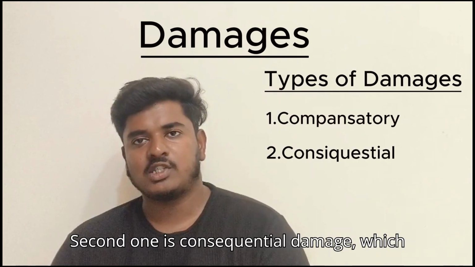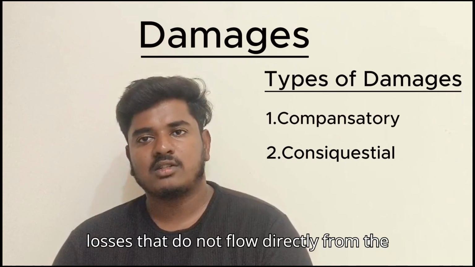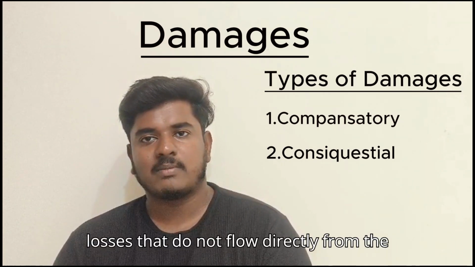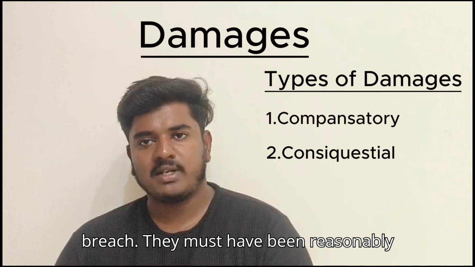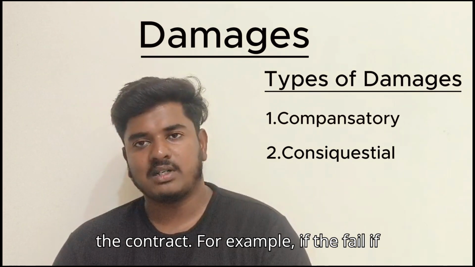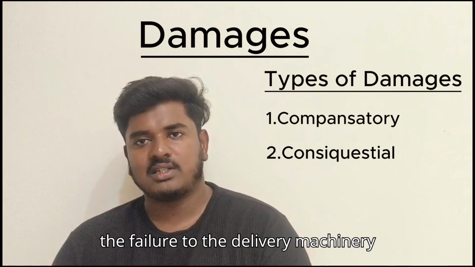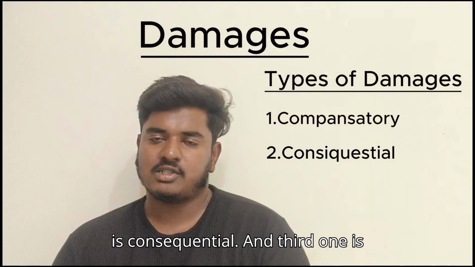And the second one is consequential damages, which is indirect loss. These damages are losses that do not flow directly from the breach but occur as consequences of the breach. They must have been reasonably foreseeable by both parties at the time of the contract. For example, if failure to deliver machinery results in production loss, the profit loss is consequential.